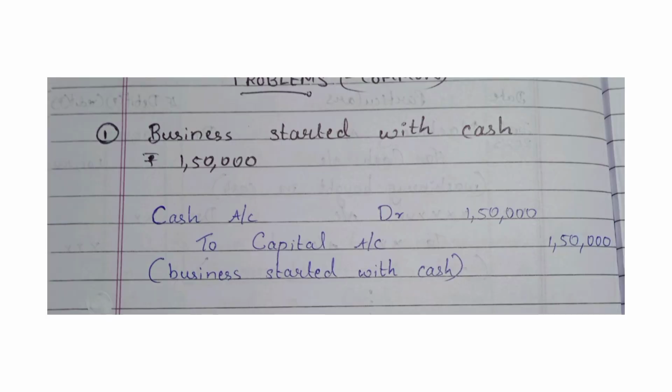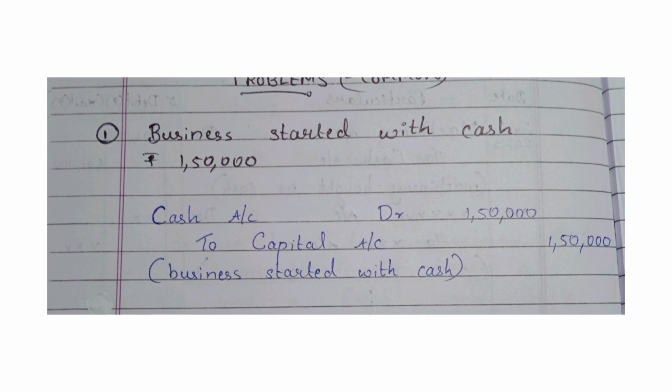The first one is business started with cash rupees 1,50,000. This cash is what we put into the business, so that is called capital. The two accounts involved here are capital account and cash account. So here cash is increasing and capital is increasing. So what will we do? We are debiting cash account and we are crediting capital account.